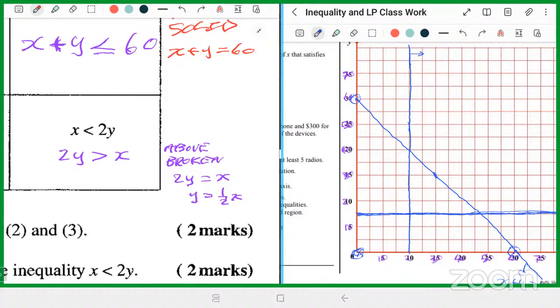So I am saying it's going to pass through 30, 15, which is right here. And pass through 40, 20 as well, right here. So that line will be like this. Let's draw it again. That is a line.